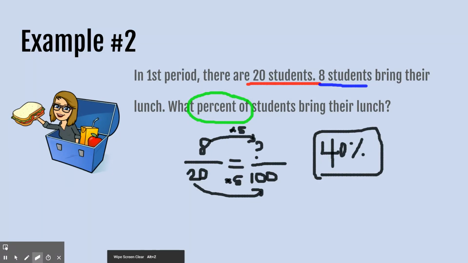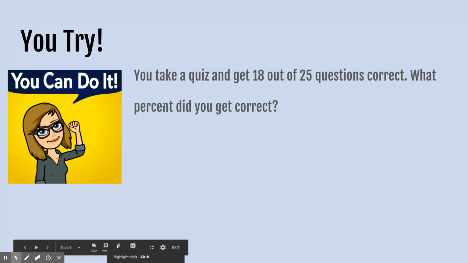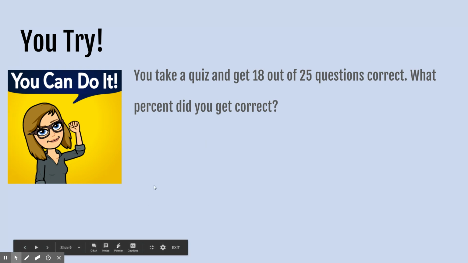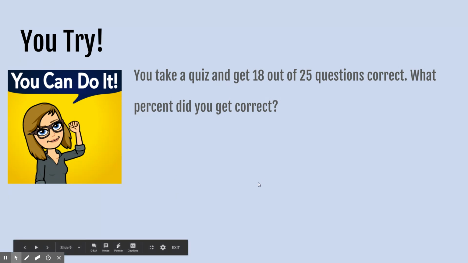So here's one that you can try on your own. It says you take a quiz and you get 18 out of 25 questions correct. So what percent did you get correct? What grade would you have if the grade was just straight up by percentage? So I want you to try that one out, and you can bring it to class and we'll go over it. And if you need to go back and look at any other examples or rewatch them, feel free to do that.